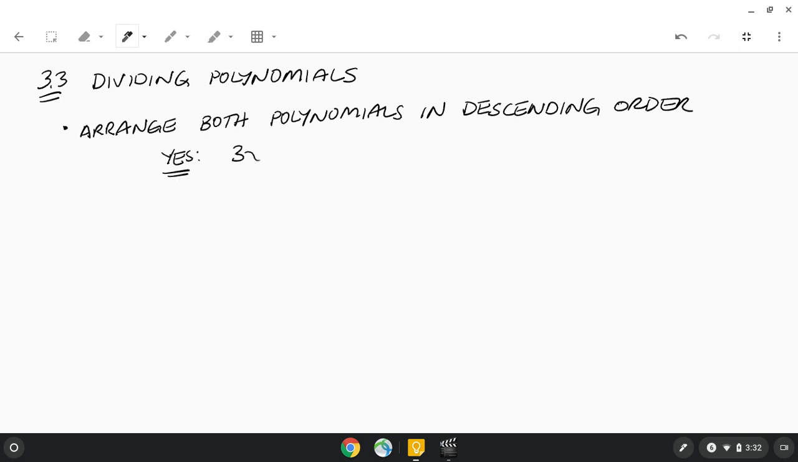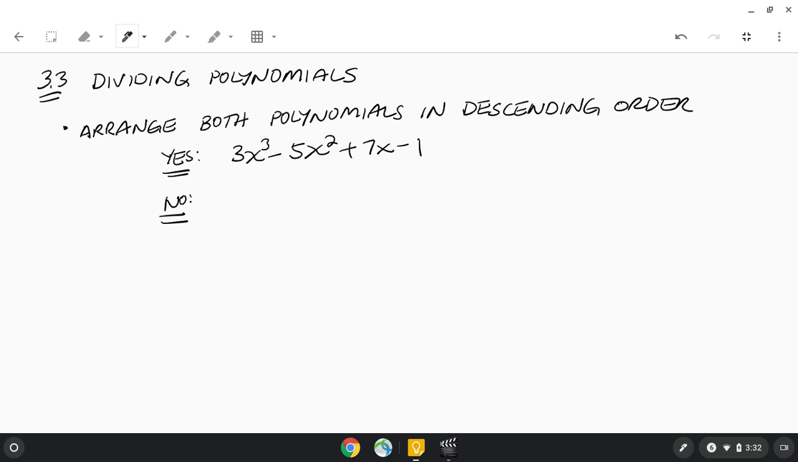So maybe you have 3x cubed minus 5x squared plus 7x minus 1. We see here the exponents go in order. We have a power 3, and then a power 2, a power 1, and then 0 power. So this is what we want.